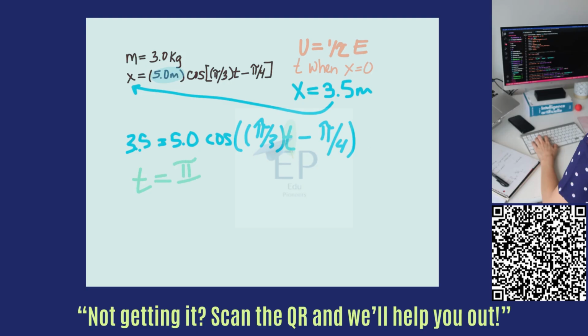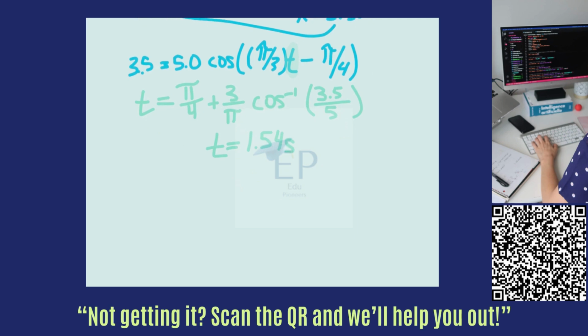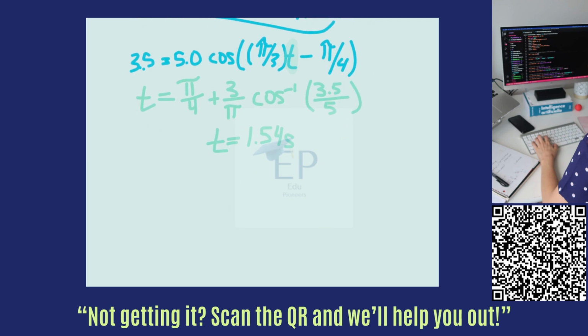pi over 4 plus 3 over pi times the inverse cosine of 3.5 divided by 5. And we end up getting a time of 1.54 seconds. But we are looking for the interval that it takes for the particle to go from equilibrium to this point.